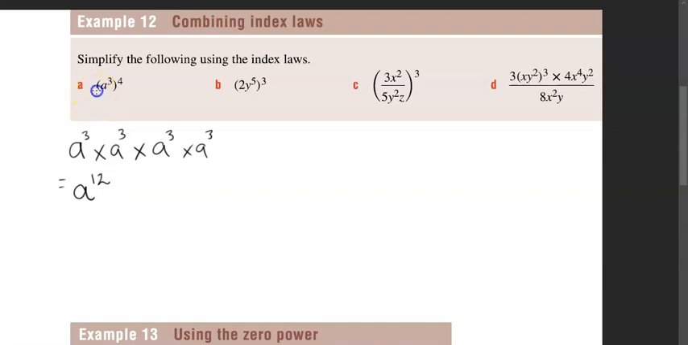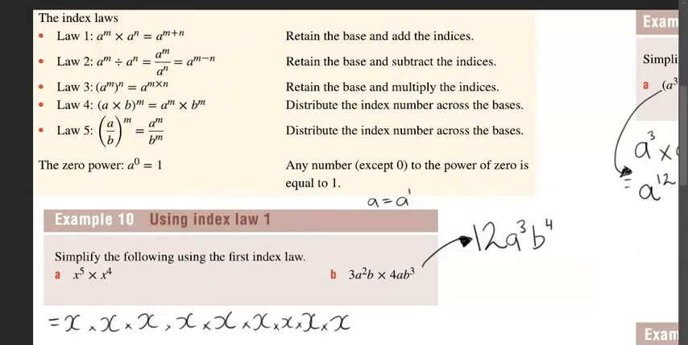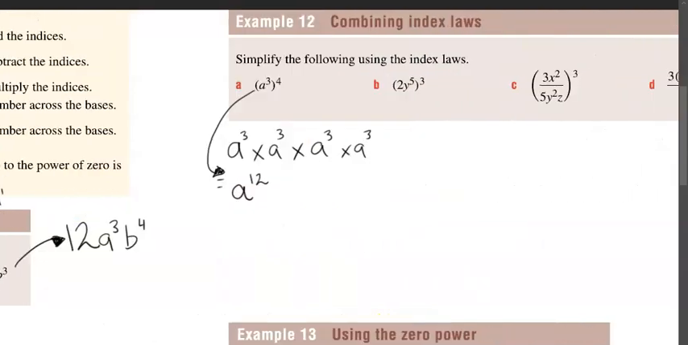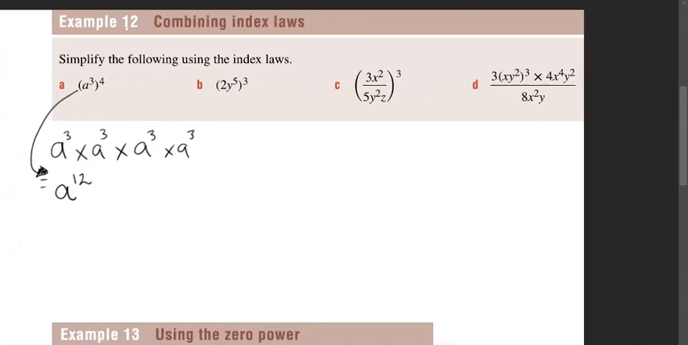Now we can jump from this step straight to this step here whenever you have an exponent here and then another exponent outside. All you've got to do is just multiply those exponents. And that you can see with law 3. Okay, so m and n are just 2 different numbers. You just multiply them together when the power is on the outside of the bracket.